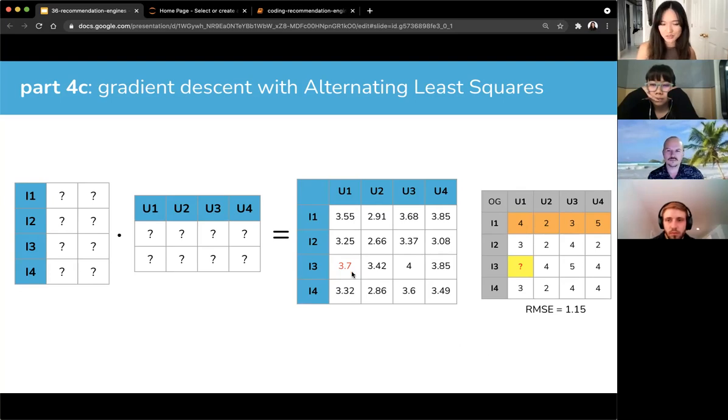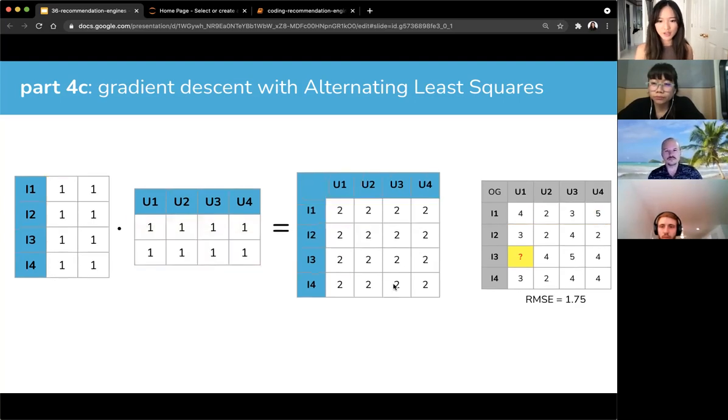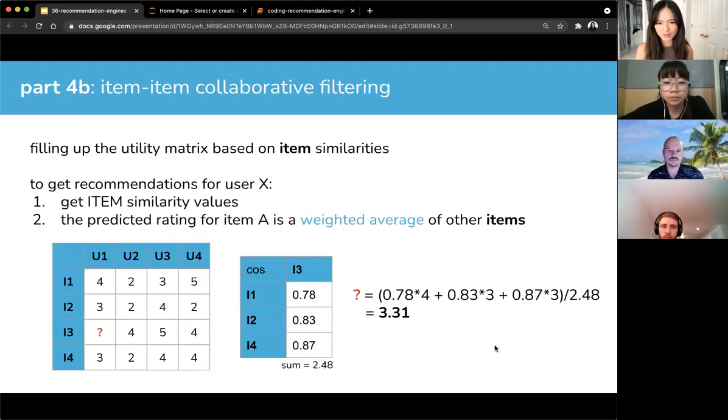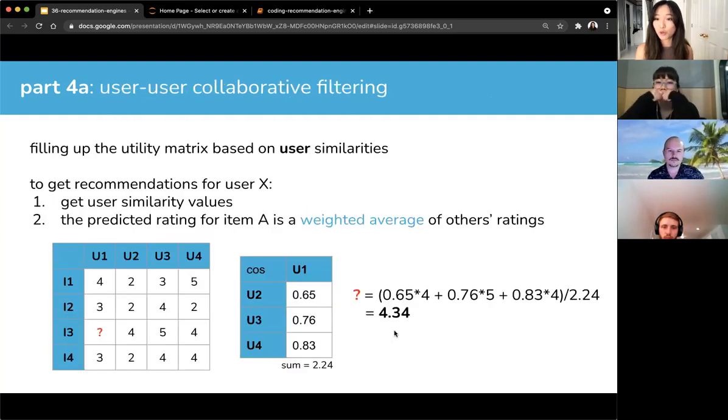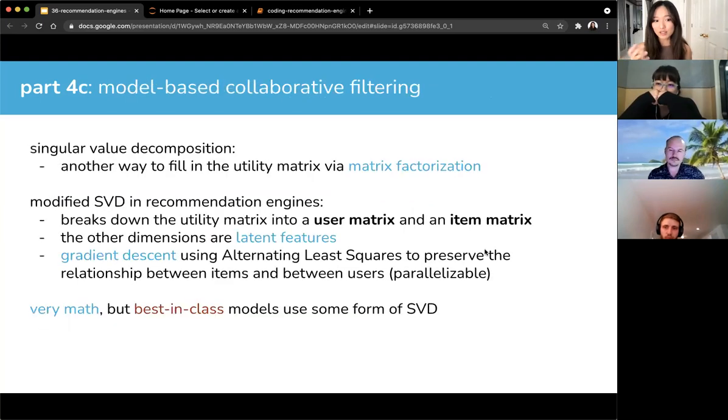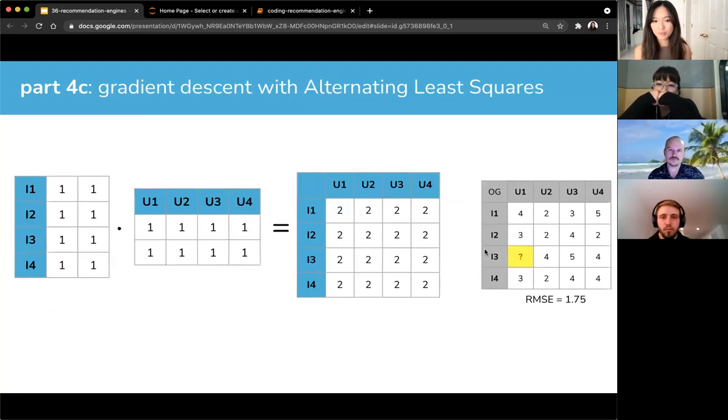It just so happens we just need this one here, 3.7. So our RMSE has gone down from a starting point of 1.75 to 1.15, and our predicted rating is now 3.7. Something interesting to note: this value of 3.7, if we compare it to our other methods, which came up to 3.3 and then 4.3, happens to be in between the user to user and the item to item number.